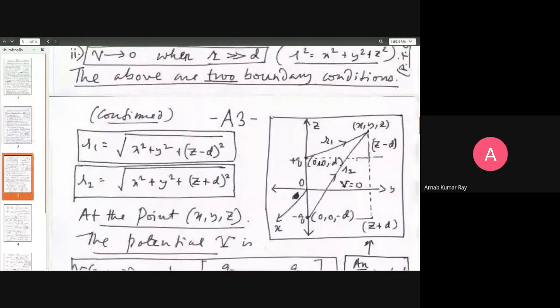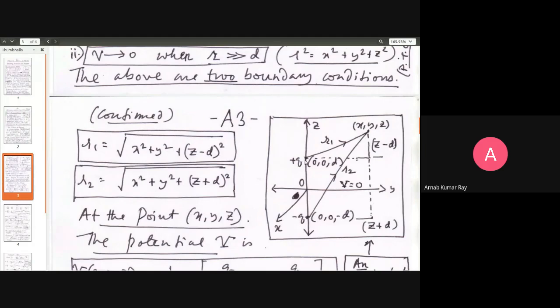Why images? You have a plus q charge here, you have a minus q charge here. Image: you stand in front of a mirror. Your image will be behind the mirror by the same distance as you are in front of the mirror. If you walk towards the mirror, your image will walk towards you. If you walk backwards, back out from the mirror, your image will also back out from you.